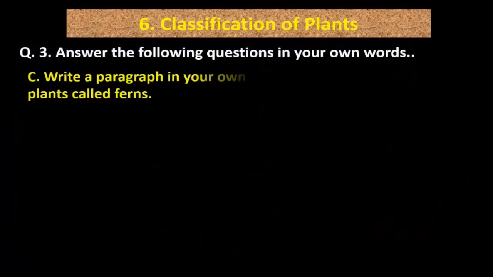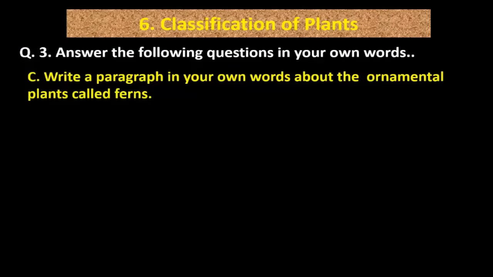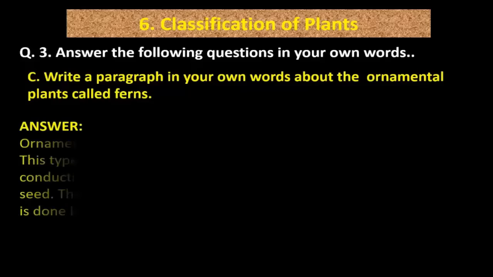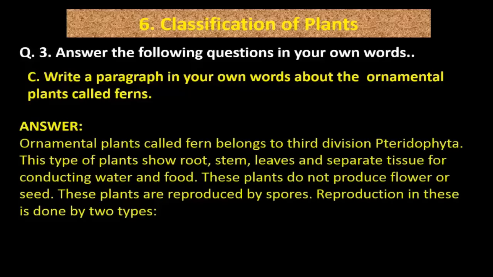C. Write a paragraph in your own words about the ornamental plants called ferns. Answer: Ornamental plants called fern belongs to 3rd division Pteridophyta. This type of plants show root, stem, leaves and separate tissue for conducting water and food. These plants do not produce flower or seed. These plants are reproduced by spores.